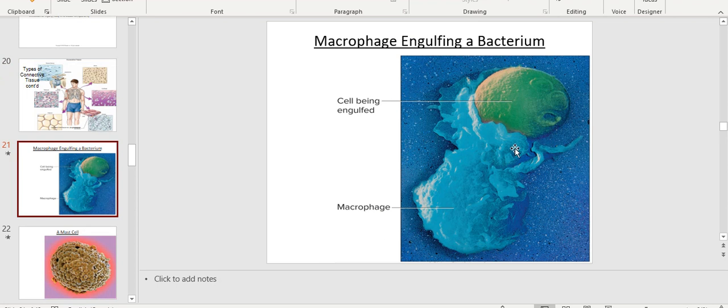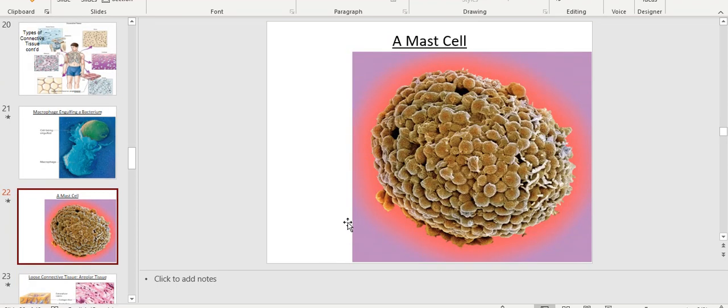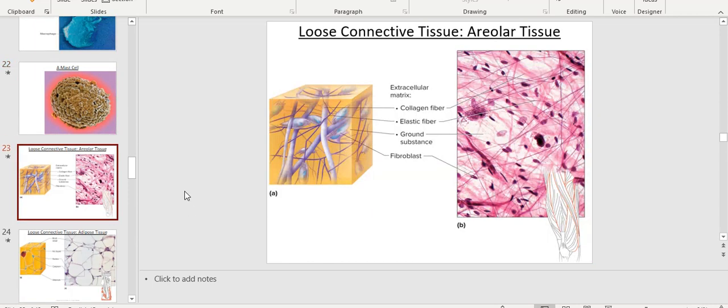Macrophage engulfing a bacteria there. You'll see there, chomp, chomp. This is called a mast cell. These guys here are involved in your, what's the word I'm looking for? Allergies. And yeah, we'll get more into those.